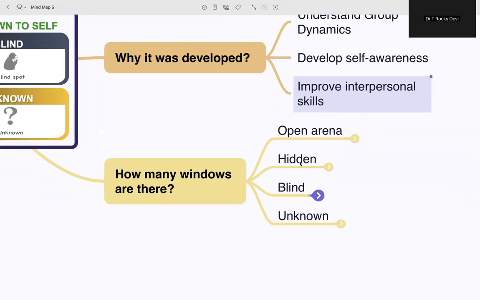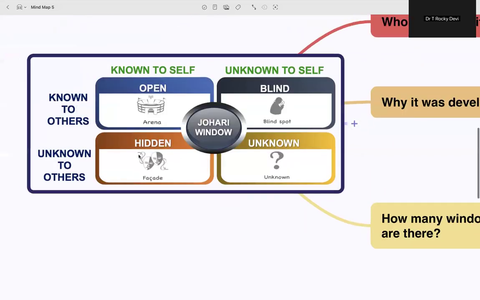Hidden is this: though Mr. A has told so many characteristics of Mr. B, Mr. B knows that Mr. A has still not told certain things which he has not yet revealed to him. That is what you call hidden. If you see here, known to self but unknown to others, that part is called hidden. Why is it hidden? That also we'll try to learn.